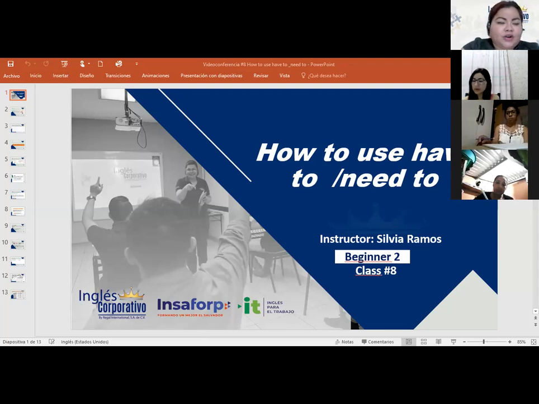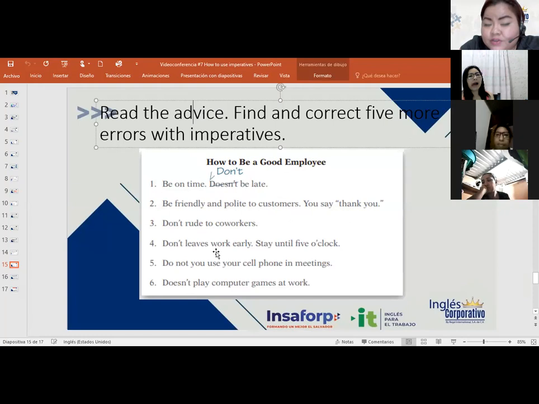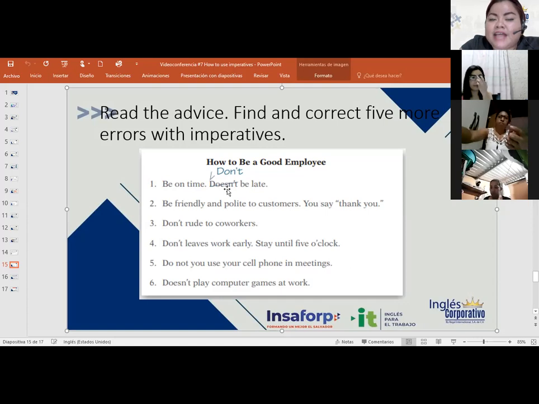We did some exercises there, but we're going to do right now an exercise in which you will need to find 5 errors, right? We have 5 different errors in this example here. It says, how to be a good employee. ¿Cómo ser un buen empleado? Miren qué bonito. Advice. Recuérdense que una de las funciones de los imperativos es darnos consejos, right? To give advice. So we have how to be a good employee. Be on time. Doesn't be late. Doesn't is not correct. So we use don't be late. Right?